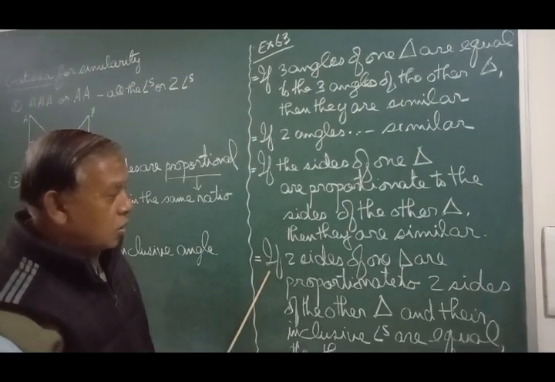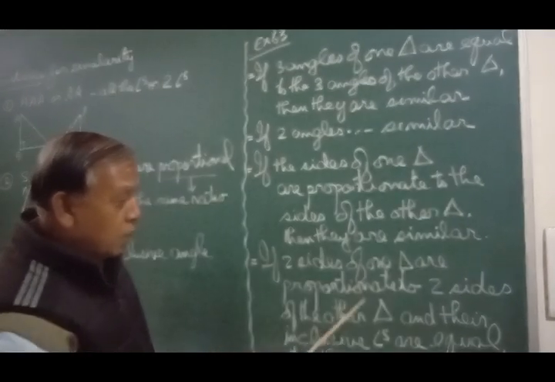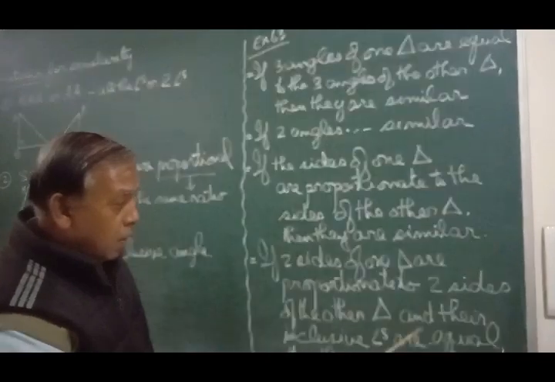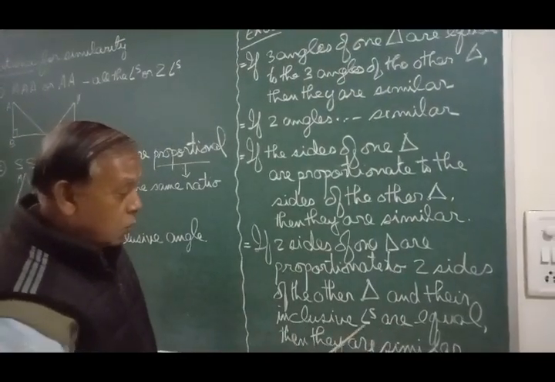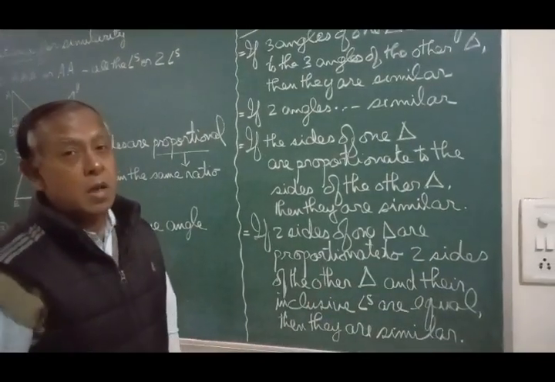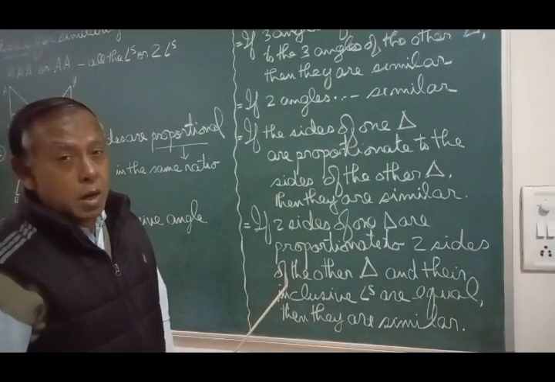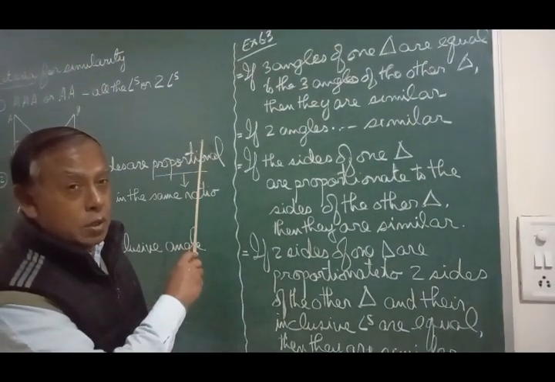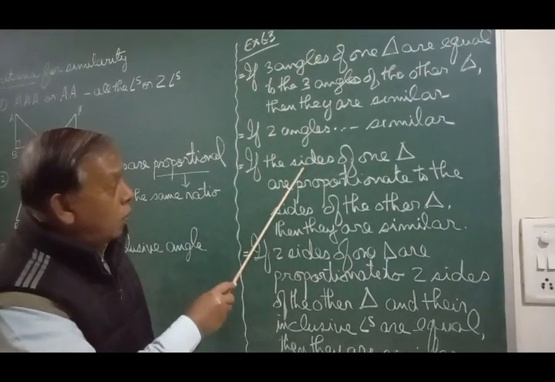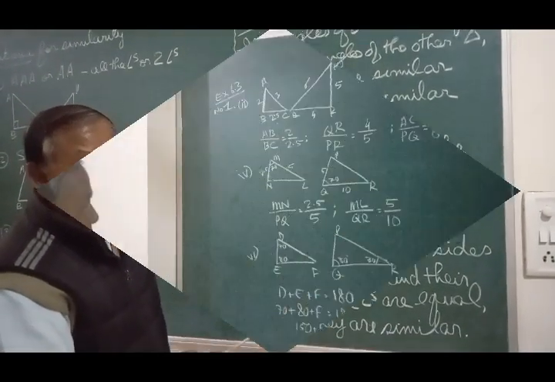And then we have the last one. If two sides of one triangle are proportionate to the two sides of the other, and their included angles are equal, then they are similar. Please remember, it would be advisable that you study by heart theorems 6.3, 6.4 and 6.5.